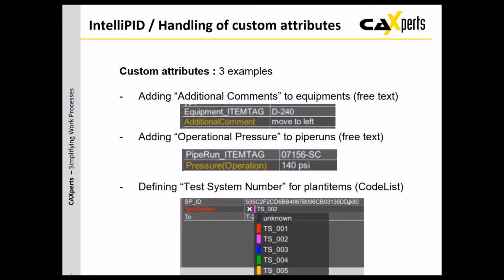This attribute has a code list, which means you cannot key in a free text like you can do for these two. You can select from the values that are in the code list, and if the code list value is associated to a color, then you can also use this color to display the graphic that is associated to a test system. So it's a real powerful feature. Especially, you can also report on these values. So the additional columns, they behave like existing columns, and you will see it in a few moments.